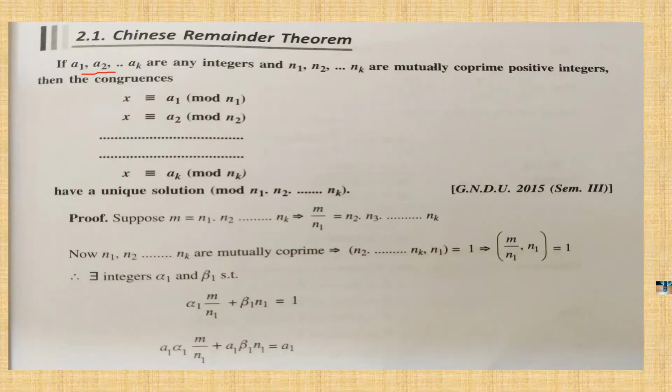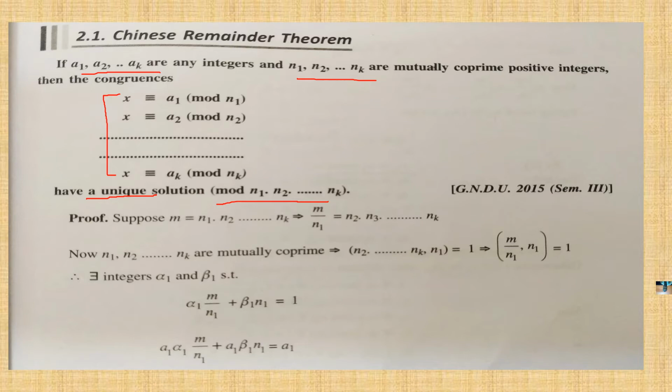If a1, a2, ak are any integers and n1, n2, nk are mutually co-prime positive integers, then this set of congruences has a unique solution modulo n1, n2, nk, in terms of multiplication. How to prove the solution?